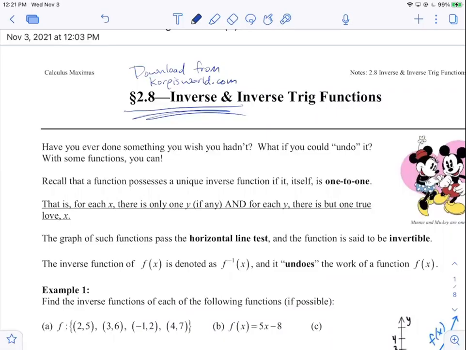All right, 2.8, inverse and inverse trig functions. We're going to start with inverse functions and then transition into the inverses of the inversest of all inverse functions, the inverse trig functions, okay?